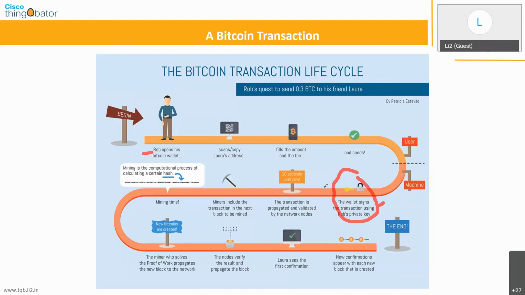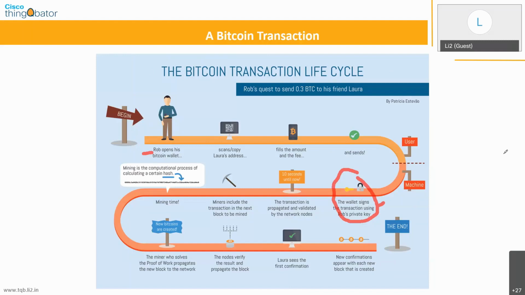Now the network will validate the transaction that Rob is sending. One of the things the network is going to do first is check if the amount of Bitcoin that Rob is trying to send already exists in his wallet or not. If that much amount of coin is not available with Rob, the transaction will get declined. It might be a scenario that Rob is trying to send 0.3 BTC, but he might not have any Bitcoin at all, right?